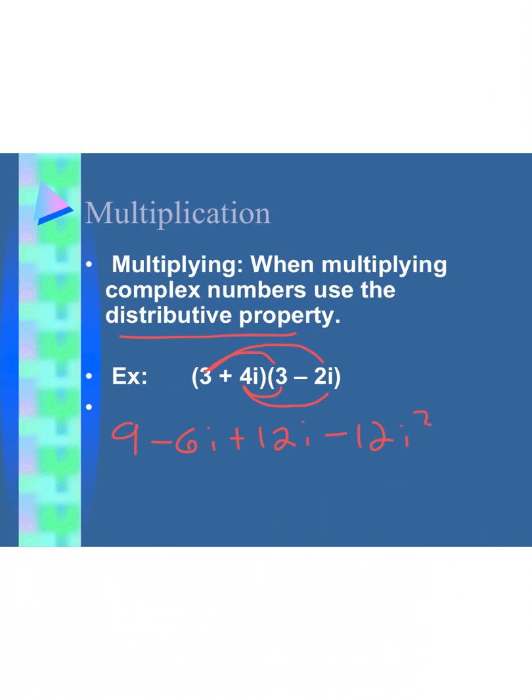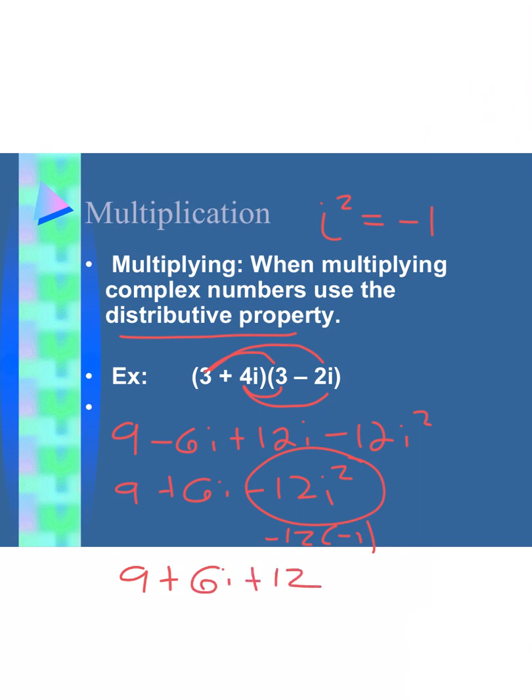When I combine like terms, we have 9 plus 6i minus 12i squared. All right, now something very important to note here: because i is equal to the square root of -1, that means that i squared is going to equal negative 1 itself. So for my last term there, I do have an i squared, which means that this whole thing is going to end up just being negative 12 times negative 1, which ends up equaling a positive 12. So I have 9 plus 6i plus 12, and the whole thing will then simplify to be 21 plus 6i.